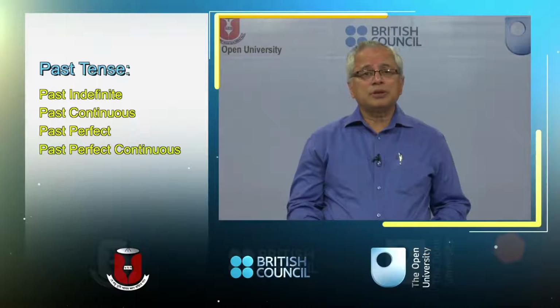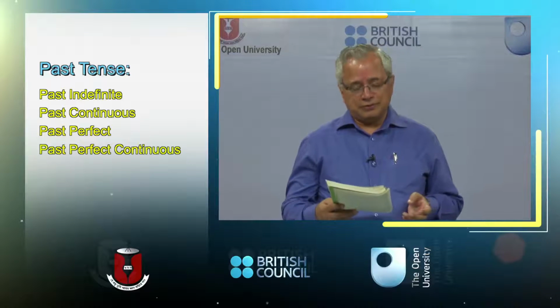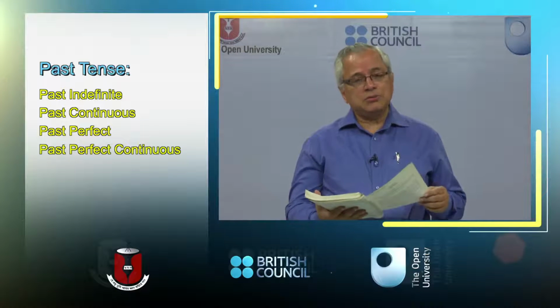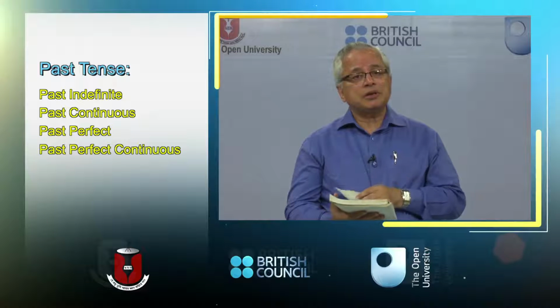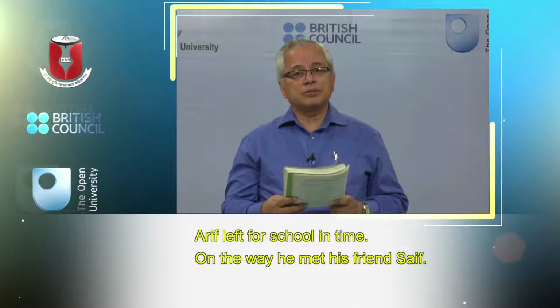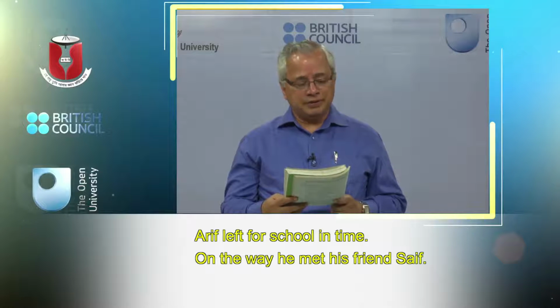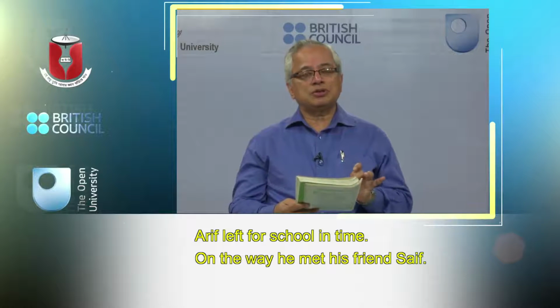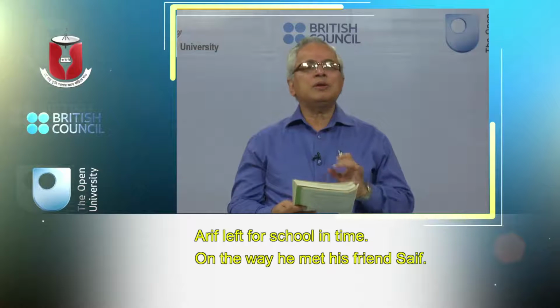So like the present tense, there are four types of past tense too. Past indefinite tense, past continuous tense, past perfect tense and past perfect continuous tense. So let us get some idea along the line that we did with our present form. Look at the paragraph. It is about Arif. Arif left for school in time. So left is the past tense for leaves. On the way he met his friend Saev. Met is the past tense for meet. So in this way the whole passage describes Arif's activities in the past tense.